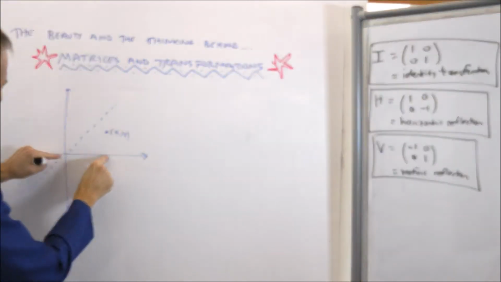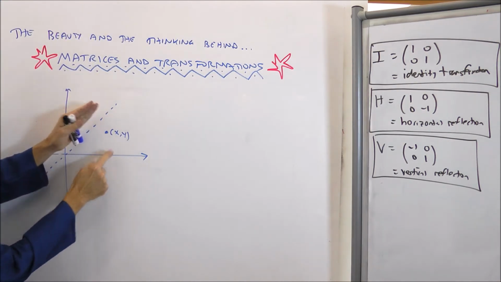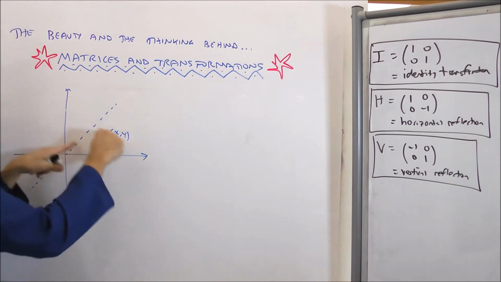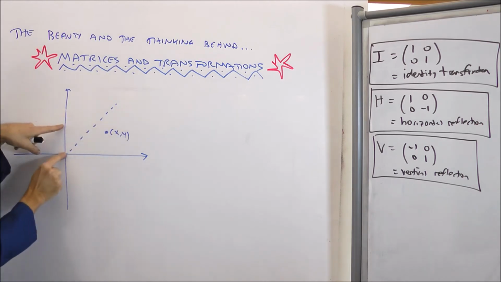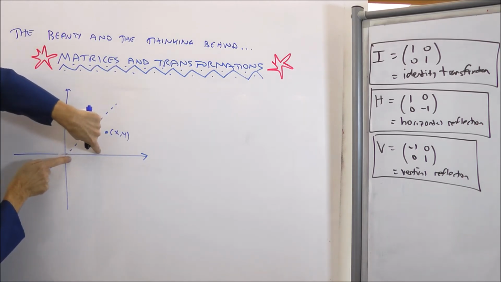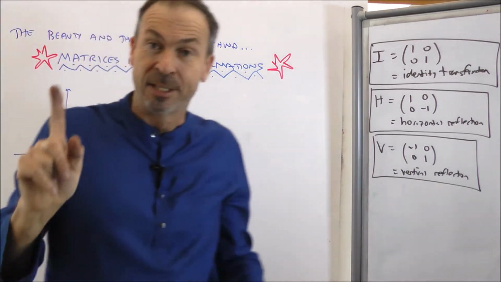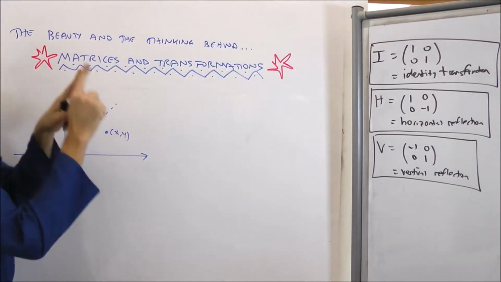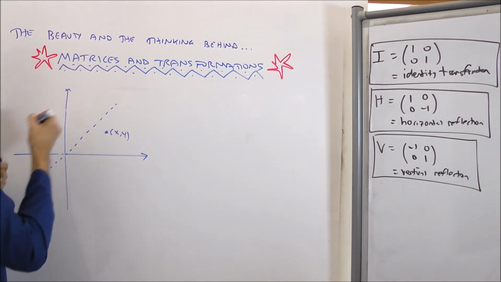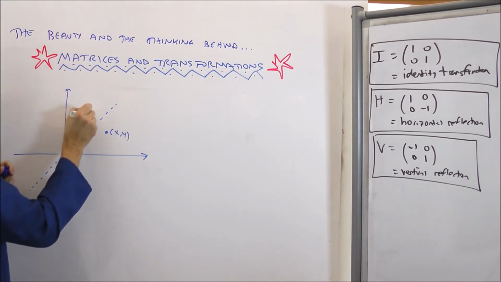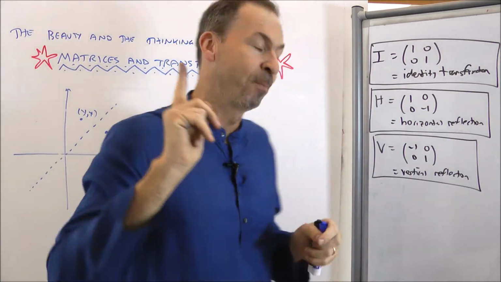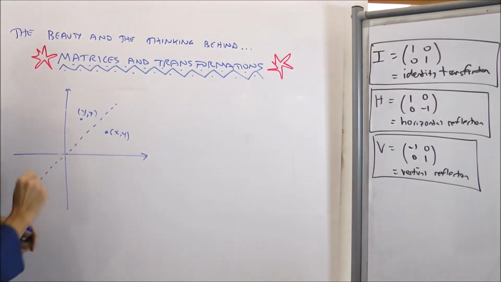Obviously, this x coordinate here, if it gets flipped around the diagonal line, will become the y coordinate over here. And this y coordinate here, if it gets flipped around the diagonal, will become the x coordinate. So a reflection about the diagonal line just flips those two coordinates around: y, x. So there's the geometric effect of performing a reflection about the diagonal line.